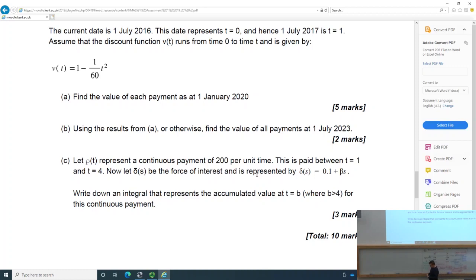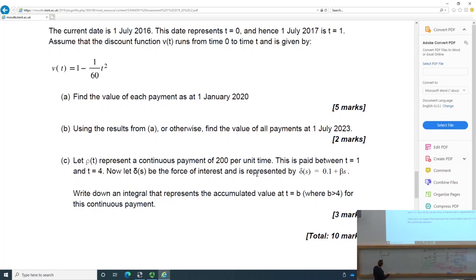So let's write down the stuff we know with these integrals. The first thing we do is write down the payment integral, and that's between 1 and 4. And we're given that rho t is a constant, 200 per unit time. Next thing, the discounting or the accumulation integral. So I put the integral there. Now what are we going to do? We said we're going to accumulate this to time greater than 4.